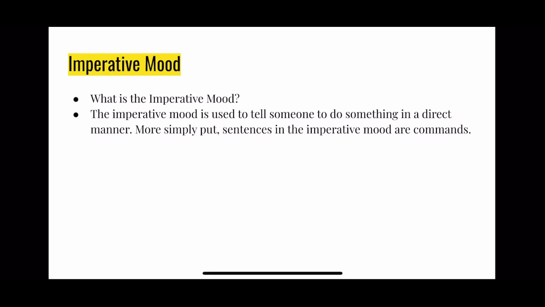So on the first slide, we have the imperative mood. So what is the imperative mood? The imperative mood is used to tell someone to do something in a direct manner, or more simply put, sentences in the imperative mood are commands, essentially. So it is just telling someone to do something in a direct manner.